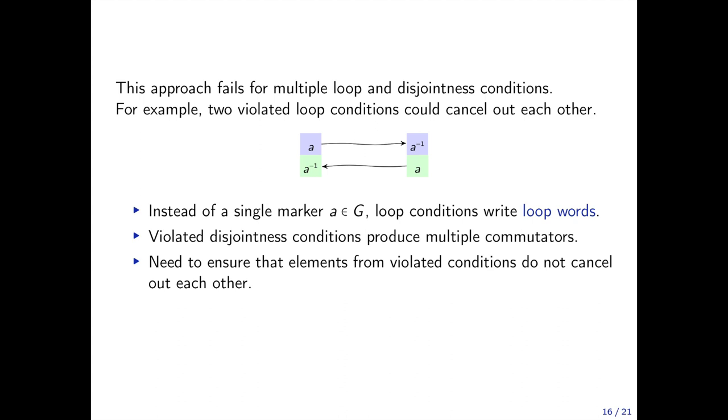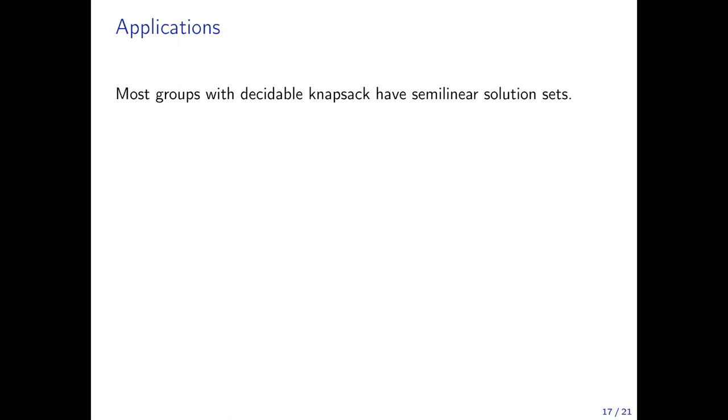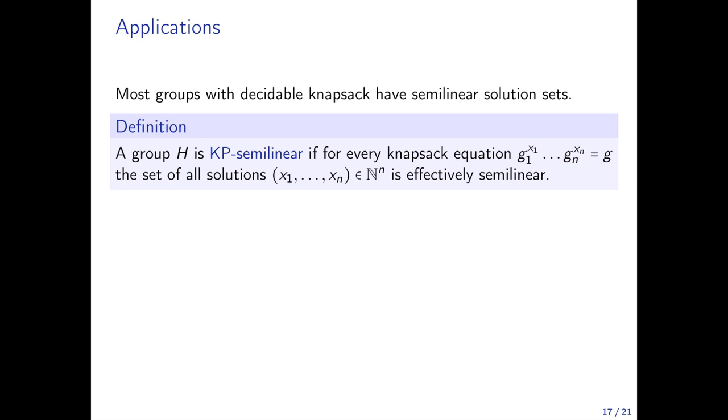So for the rest of the talk, I want to provide you with some applications of this result to concrete groups. Most groups where we know that knapsack is decidable in fact have semilinear solution sets. And such groups we call knapsack semilinear. So a group H is knapsack semilinear if for every knapsack equation over H, the set of solutions forms a semilinear set which is effective. So we can compute a semilinear representation from the equation.